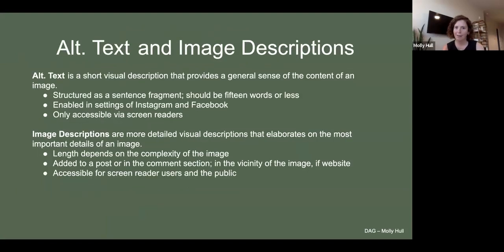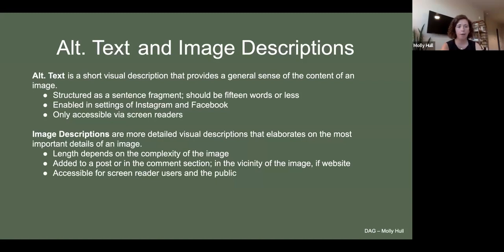Now, I mentioned alt text and image descriptions. Some of you might not be familiar with that, right? So alt text is the short visual description that provides a general sense of the content of an image. So it is traditionally structured as a sentence fragment, and it should be less than 15 words. It can be enabled in the settings of your Instagram and your Facebook, and it is only accessible via screen reader. You may have seen alt text if a website did not load, for example, and you saw a blank square with a sentence in the center. That was most likely alt text.